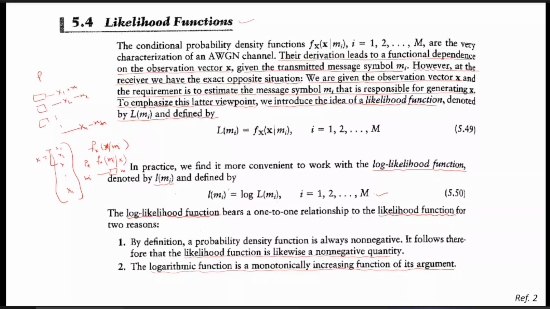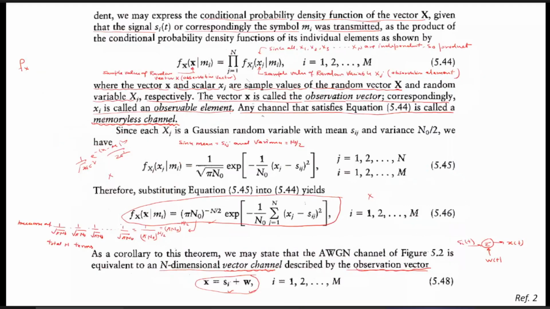In fact, we have defined f_x(x given mi), but our aim at the receiving side is to get mi given x. For that, we will see later how we can calculate this probability of error. But this likelihood function is simply defined as L(mi), which is nothing but the conditional density function we have already defined in the previous slide, that is, f_x(x given mi). This is nothing but the expression we have calculated, and we call it the likelihood function.